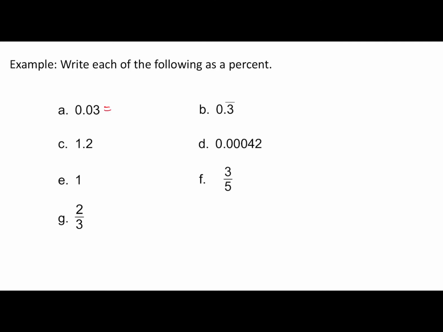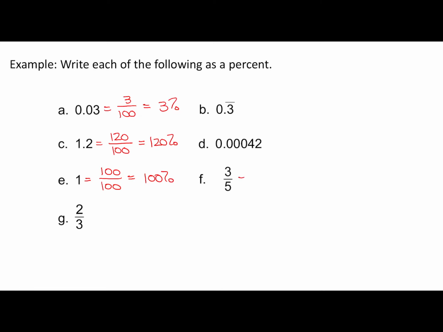So I want to start with A. I've got 0.03, that's 3 hundredths, or 3 over 100. And using our definition of percent on the last slide, that's 3%. What about 1.2? Well, that's 120 over 100, or 120%. What about 1? Well, if I wanted to write 1 as a fraction with a denominator of 100, it's 100 over 100, or 100%.